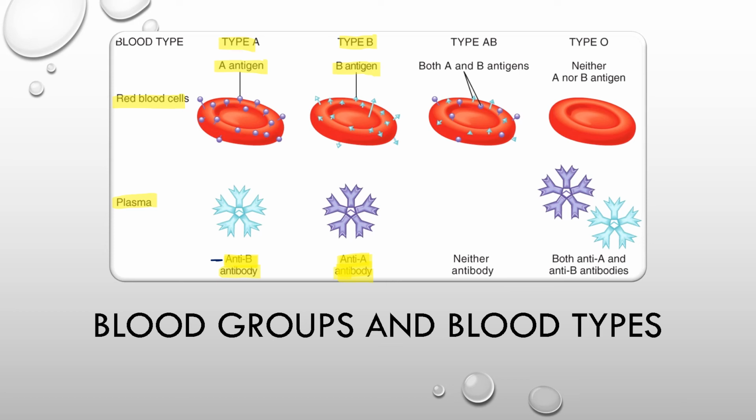If your red blood cells have both A and B antigens on their surface, you're going to be type AB, and you won't have anti-B or anti-A antibodies in your blood plasma, because if you did, they would attack your red blood cells. If your red blood cells don't show either A nor B antigens, you are type O. And in that case, you're going to have both anti-A and anti-B antibodies within your blood plasma.